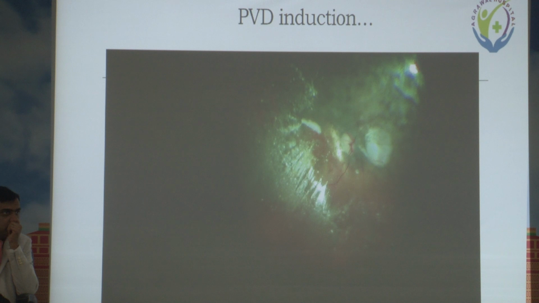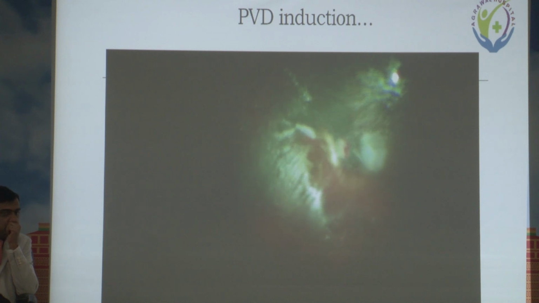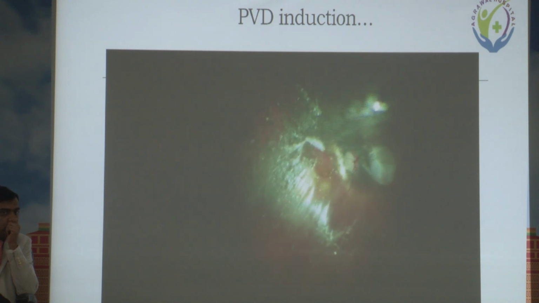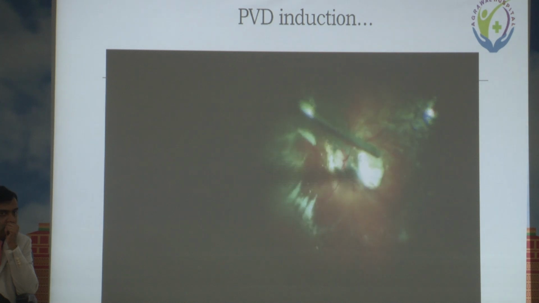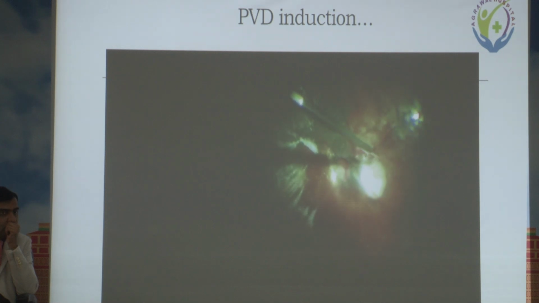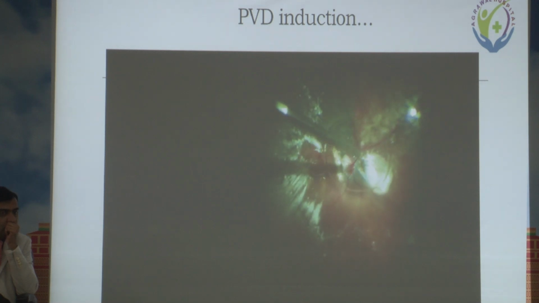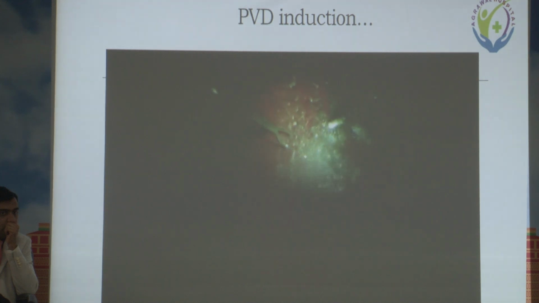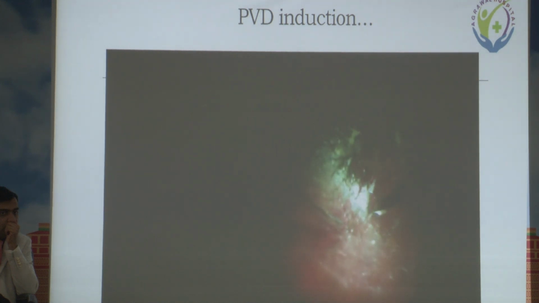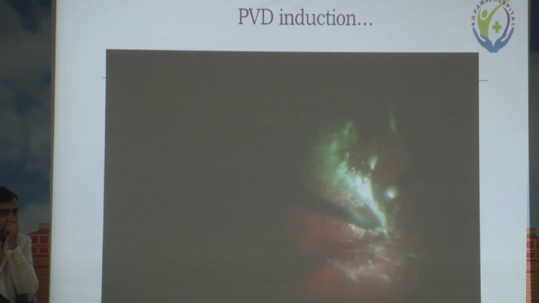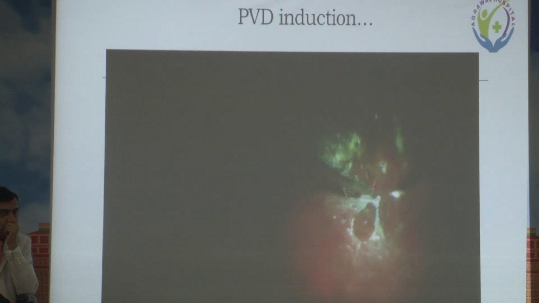PVD induction is very difficult in these cases. There are two subgroups of these cases: one is 29 mm of axial length or less, and one is 30 mm or more. This case is of a 28.5 mm axial length. As you can see, the cortical vitreous is absolutely stuck in this case. This technique we use in our pediatric detachments also, and now we are using it routinely in myopic foveoschisis.